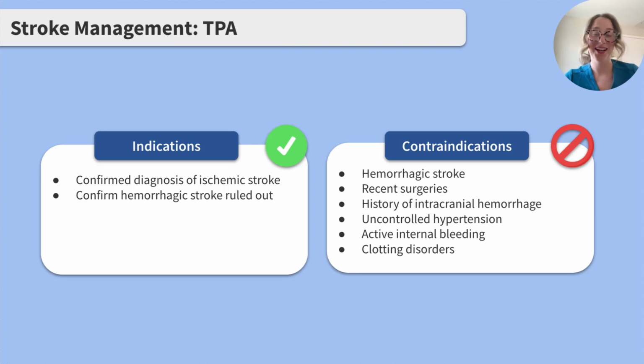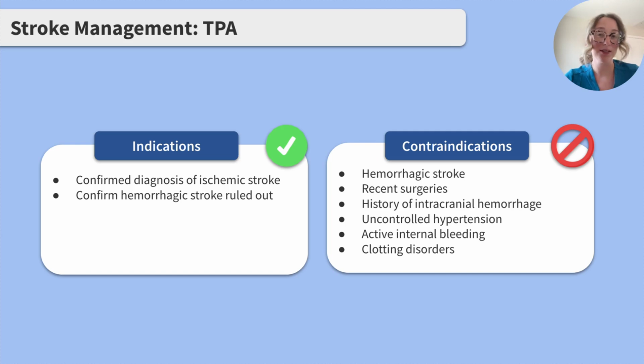Let's go over indications and contraindications. Can anyone with any stroke receive TPA? No. Clients must have a confirmed diagnosis of an ischemic stroke with measurable neurological deficits, and a hemorrhagic stroke must be completely ruled out, which is usually done with the CT scan.